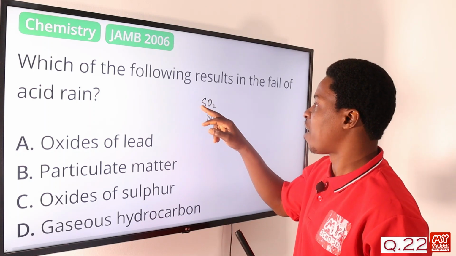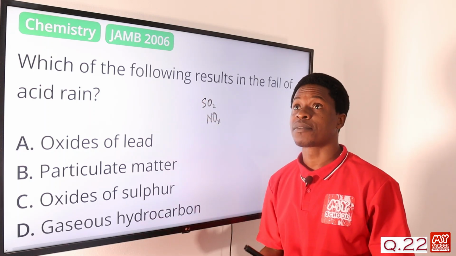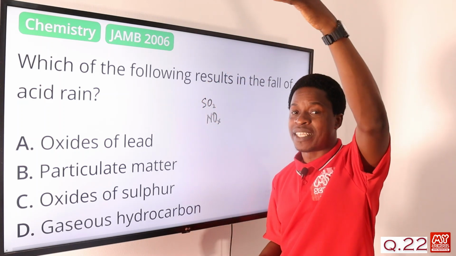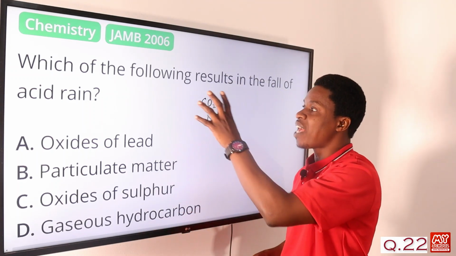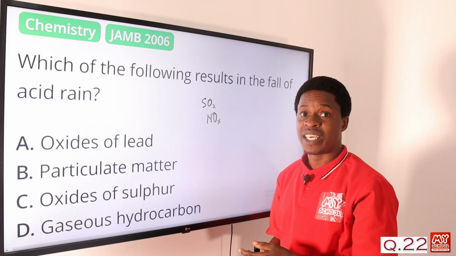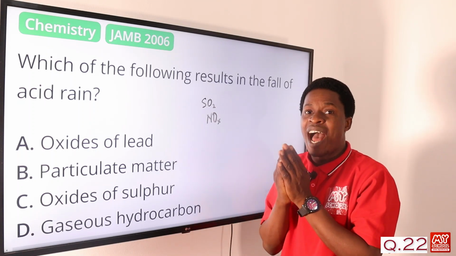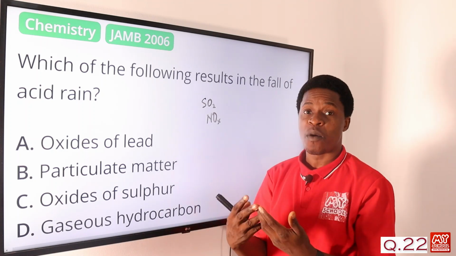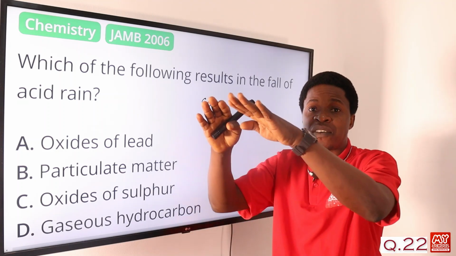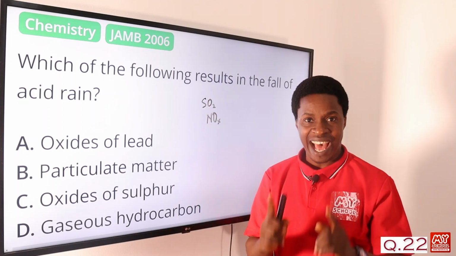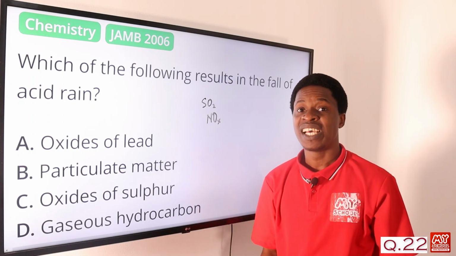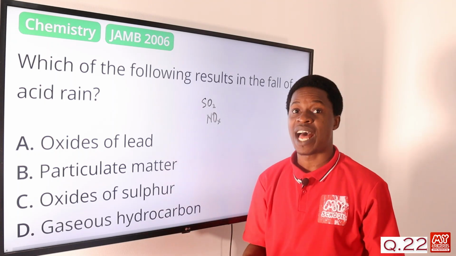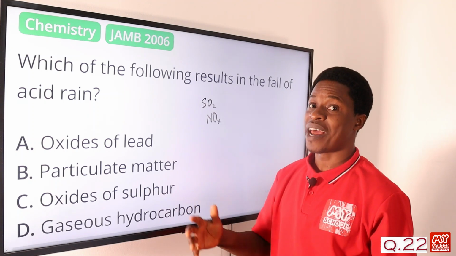When any of these reacts with water and oxygen, these being found in the atmosphere as particulate pollutants, they react to form acidic oxides. When it forms those acidic oxides, it falls down as precipitate, as rain, to form what we call acid rain. So oxides of nitrogen and sulfur oxide will form acid rain when they react with water and oxygen.